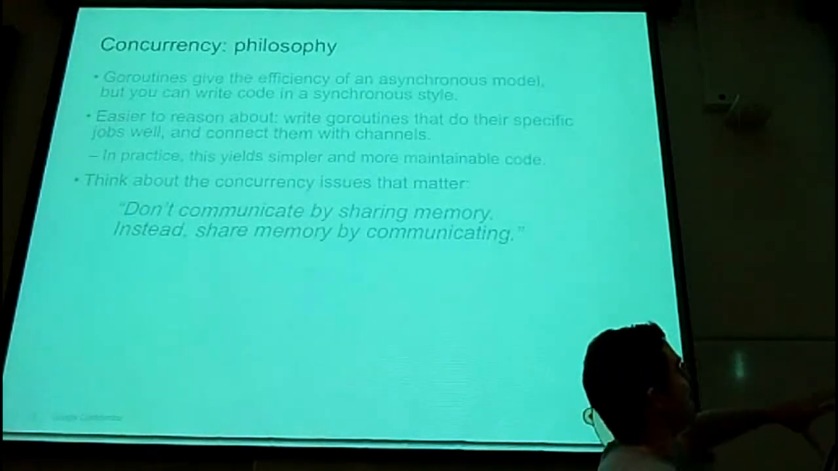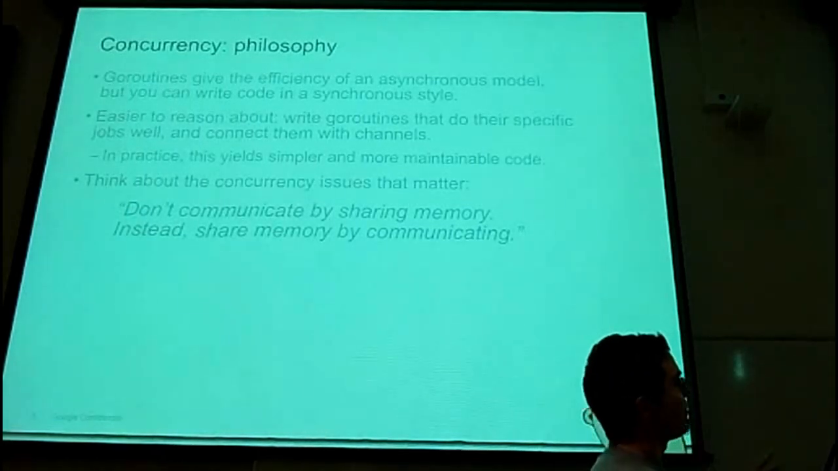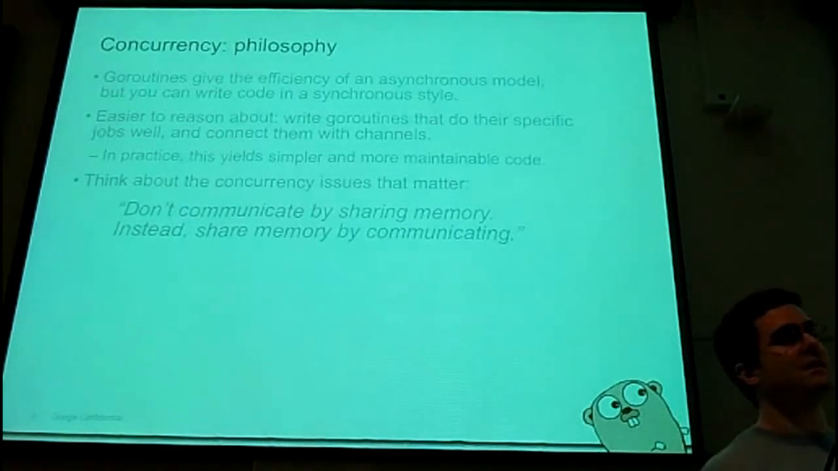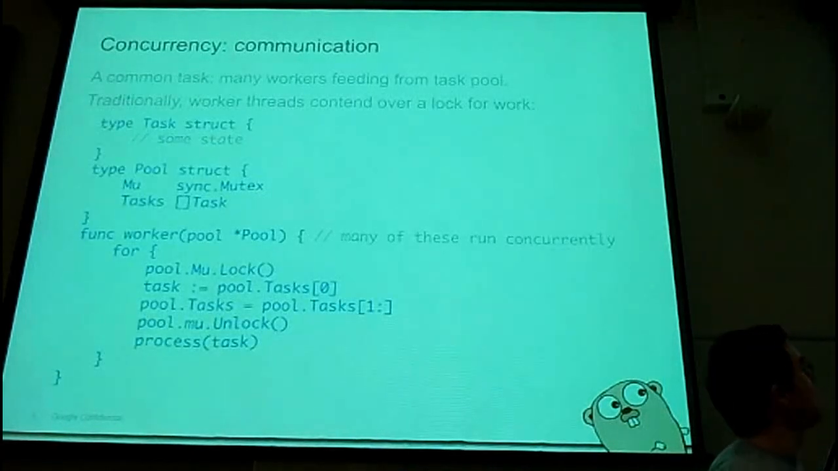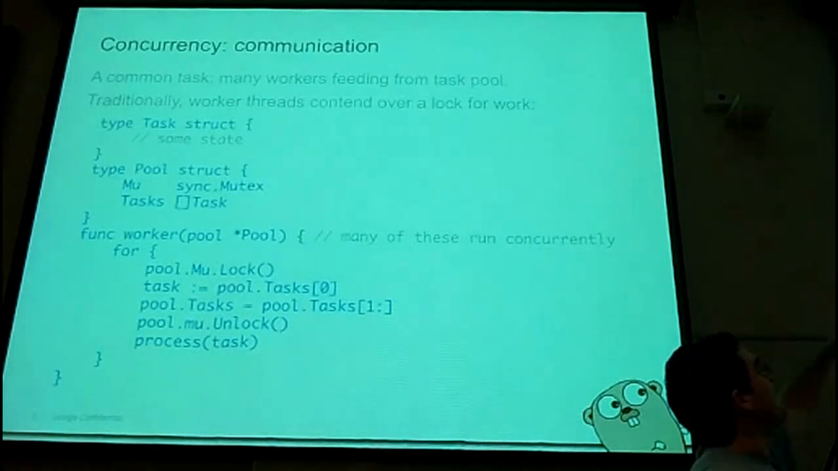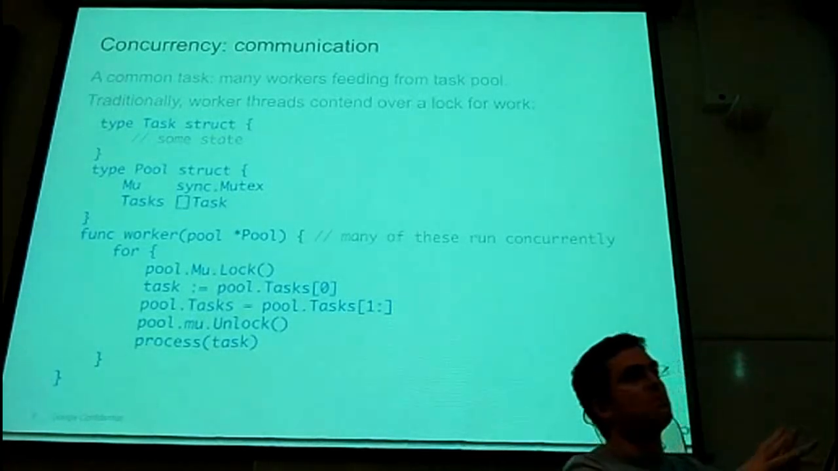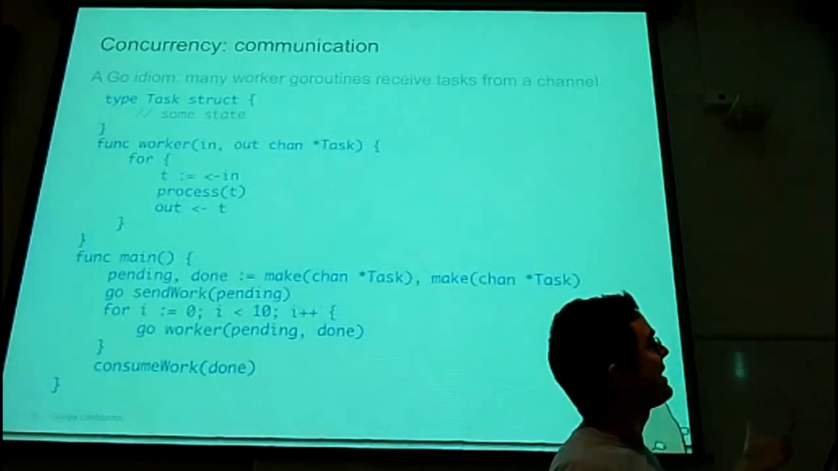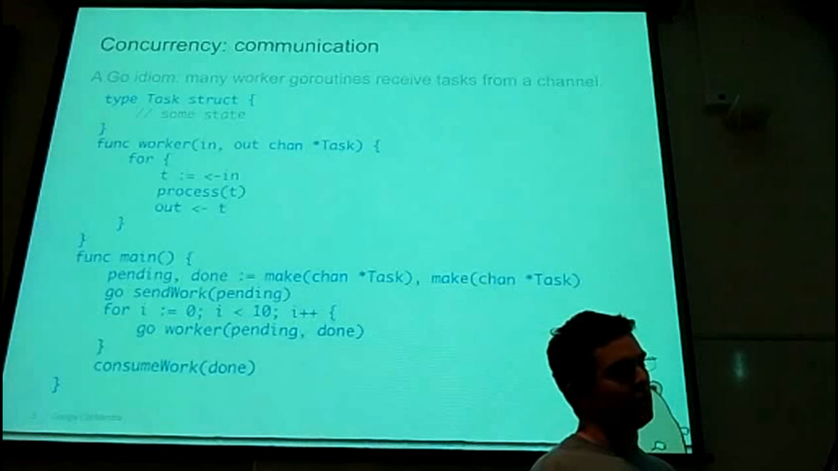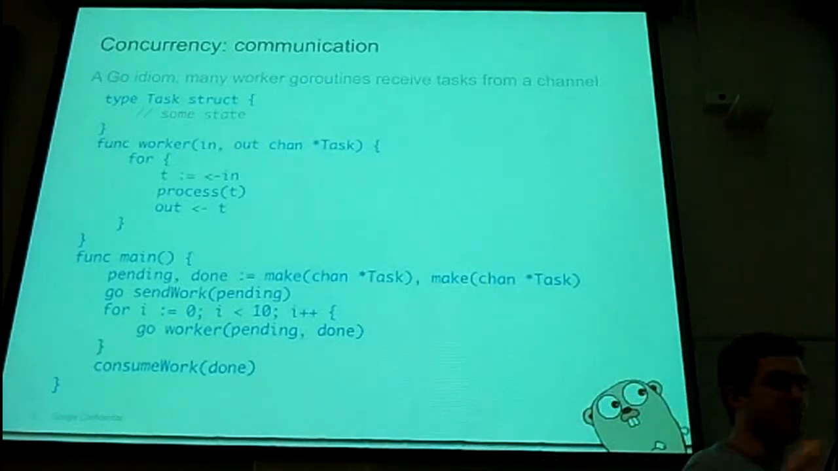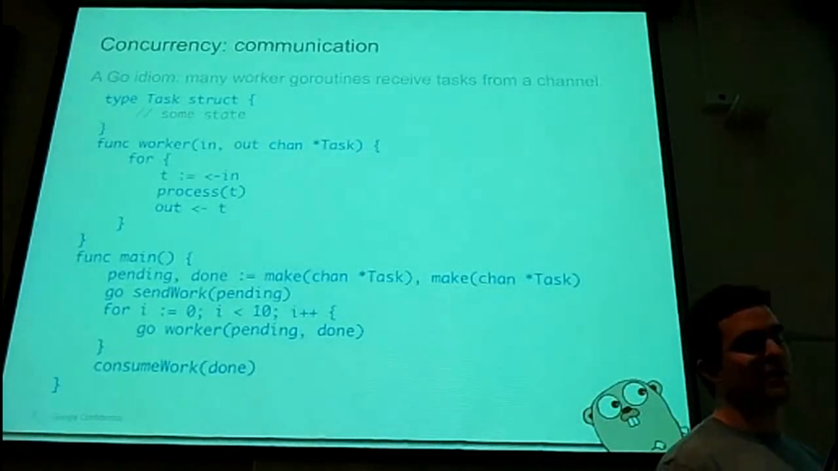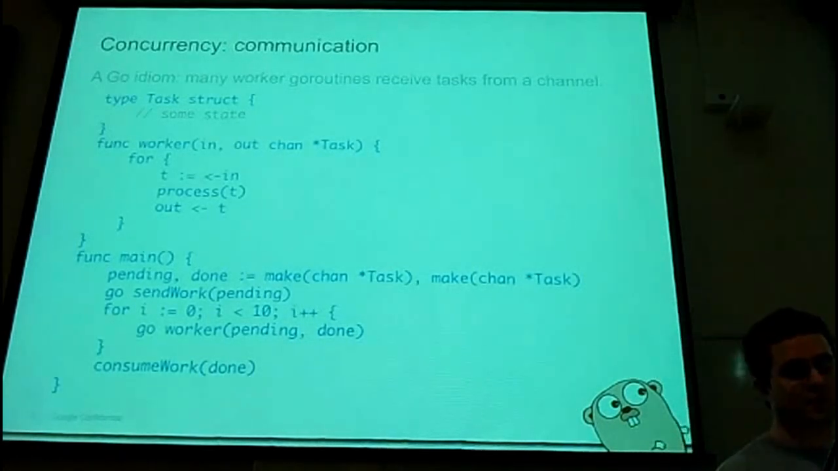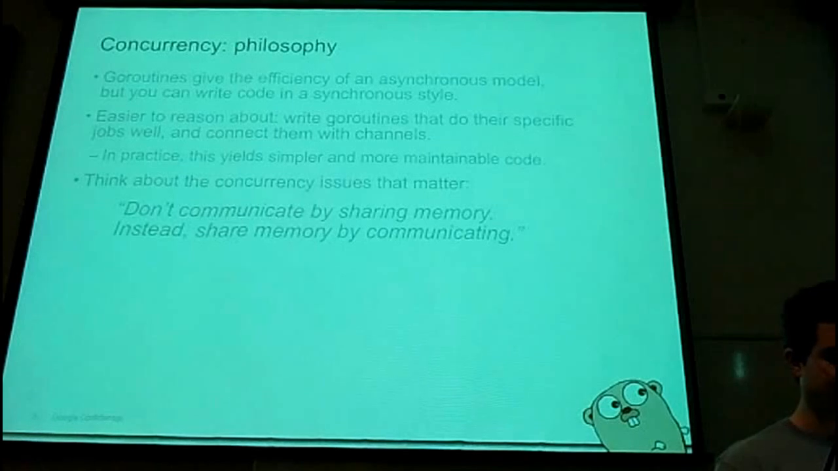And the philosophy can be summarized in that you don't communicate by sharing memory; you share memory by communicating about it. Previously, in this example, we were communicating by sharing this pool between a bunch of different workers. But instead, in an idiomatic Go style, we share the memory by passing pointers to different parts of memory around. And when a worker passes the pointer out, it means that it's saying, here, you deal with this now. And it's a lot simpler to think in those kinds of terms.